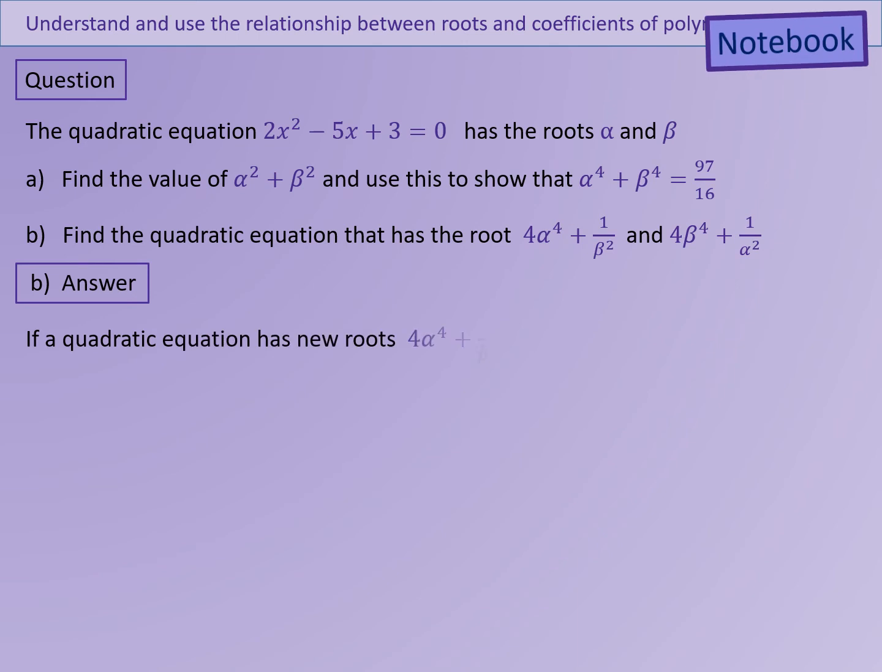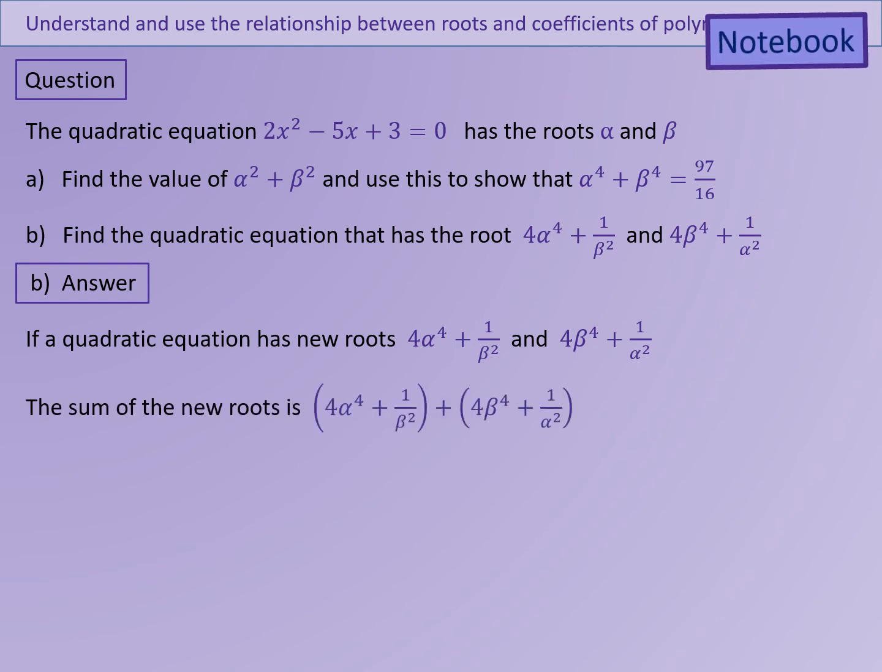And part B. So if we have a quadratic that has new roots for alpha to the power 4 plus 1 over beta squared, and for beta to the power 4 plus 1 over alpha squared, we need to find the sum of these roots. So notice that I've grouped together the alpha to the power 4 and beta to the power 4 at the front and the other two fractions at the back.